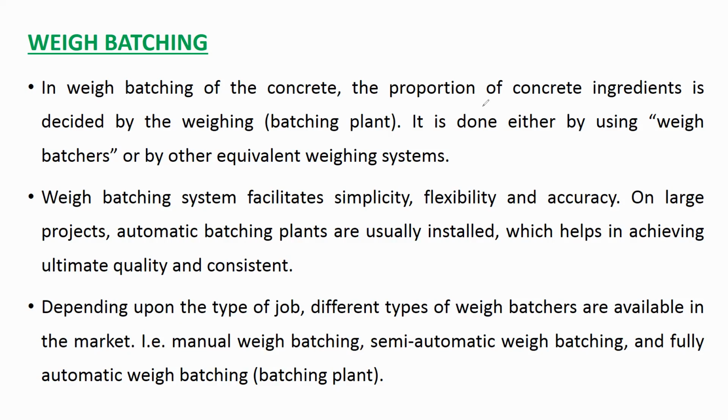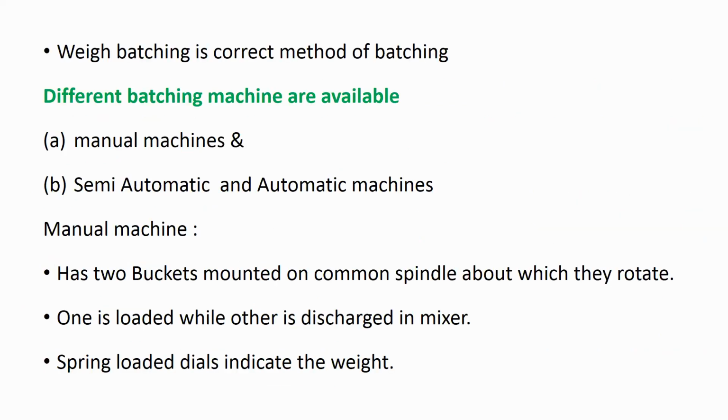Depending upon the type of job, different types of weigh batchers are available in the market. That is manual weigh batching, semi-automatic weigh batching, and fully automatic weigh batching. According to the type of work that we are doing, the batchers are available in the market. Manual ones are also available, and semi-automatic and fully automatic weigh batching systems are available. So weigh batching is a correct method of batching compared to volumetric batching.